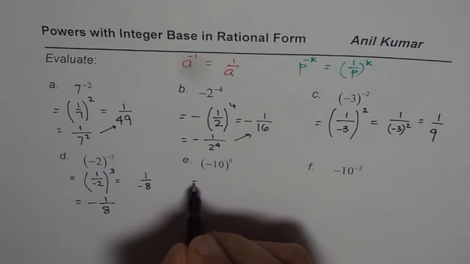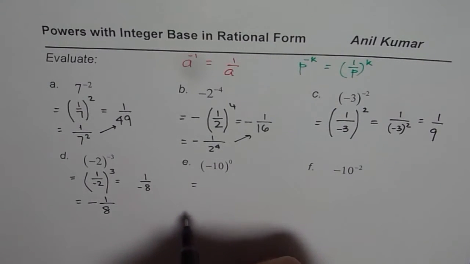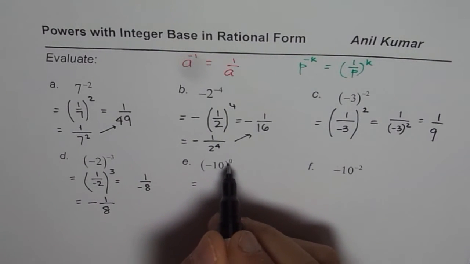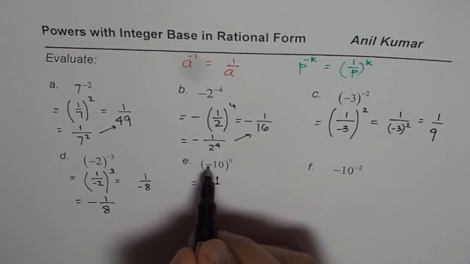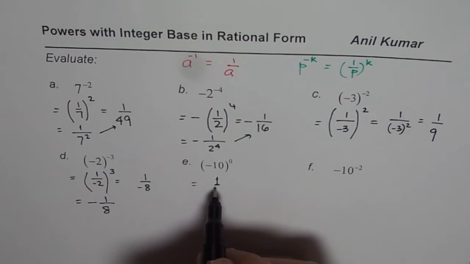Now this question, minus 10 to the power of 0. What is anything to the power of 0? Anything to the power of 0 is number 1. It could be negative or positive, but anything to the power of 0 will always be 1, right?